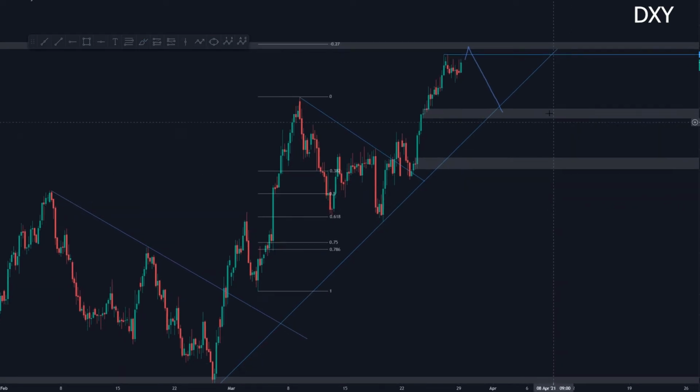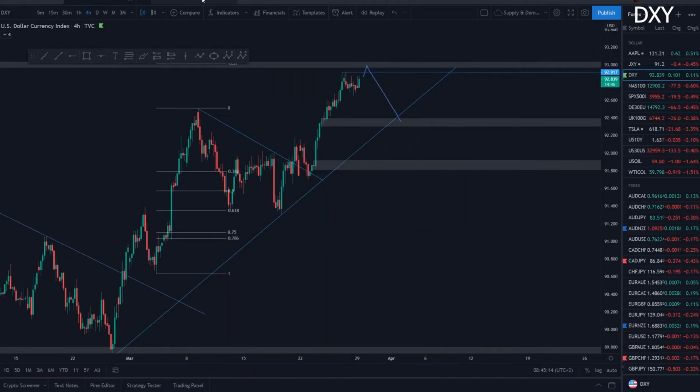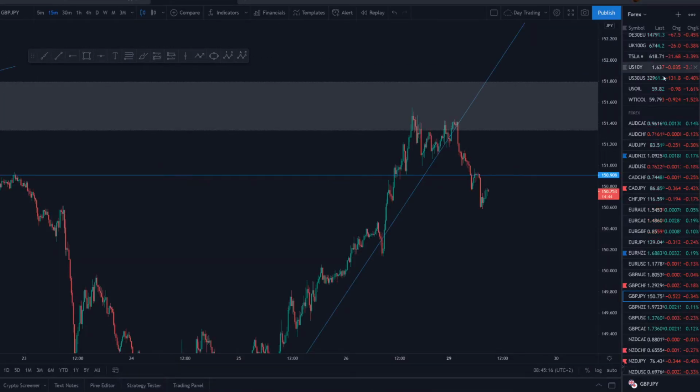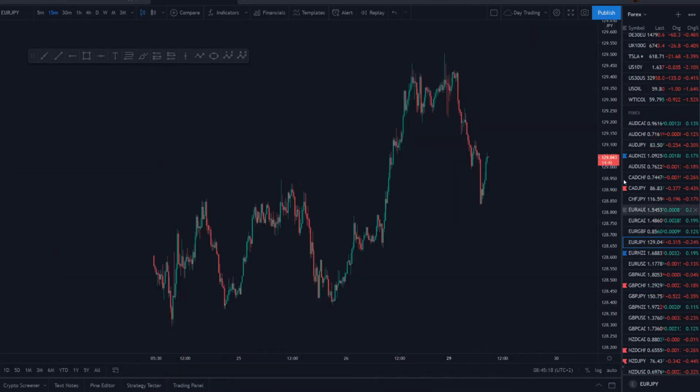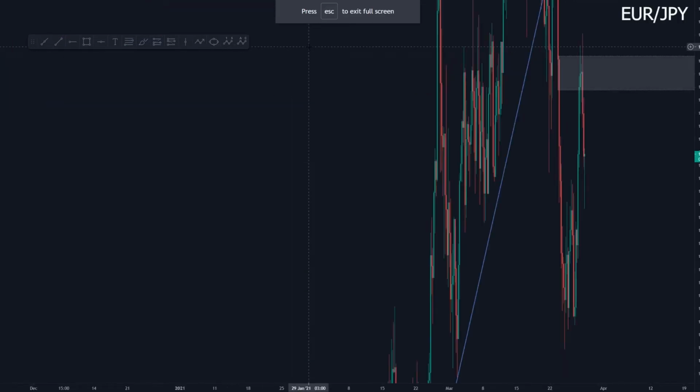So yeah, that's DXY. I'm expecting just a little bit more of a push up towards the minus 0.27 fib level, and then after that a nice retracement. So with that said, let's head over to our Forex pairs, and to start off with, we're going to discuss Euro Yen. Euro Yen is pretty interesting in my opinion.